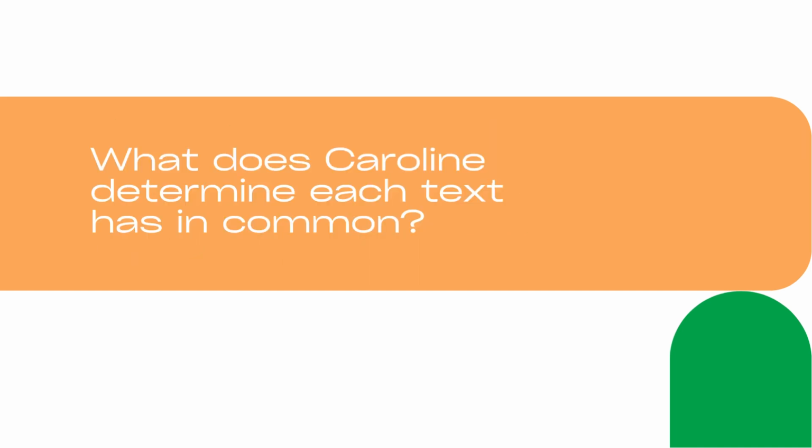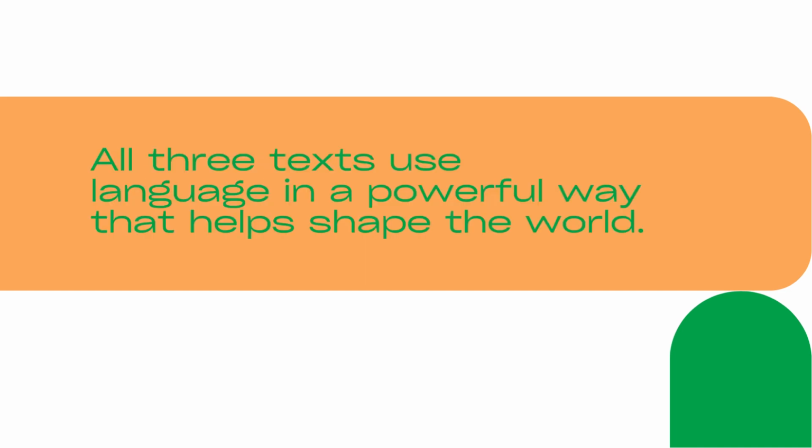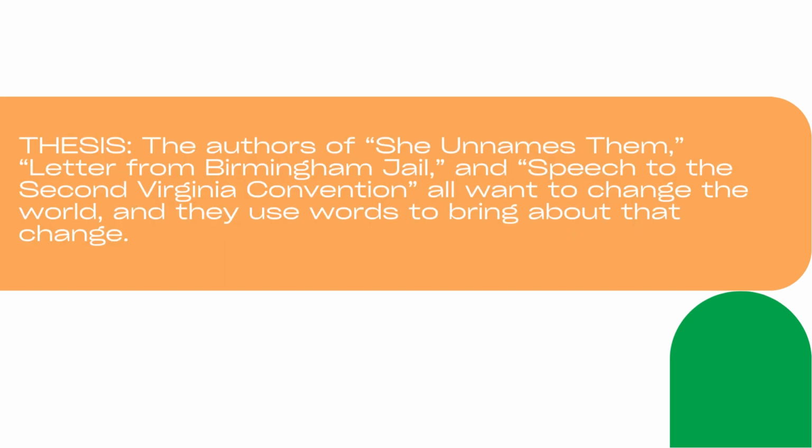Finally, what does Caroline determine that each text has in common? All three texts use language in a powerful way that helps shape the world. This becomes the main claim of her thesis. And here is her thesis statement. The authors of She Unnames Them, Letter from Birmingham Jail, and Speech to the Second Virginia Convention all want to change the world, and they use words to bring about that change.